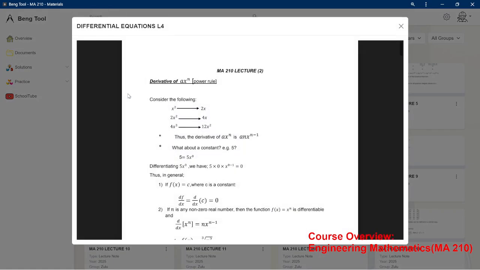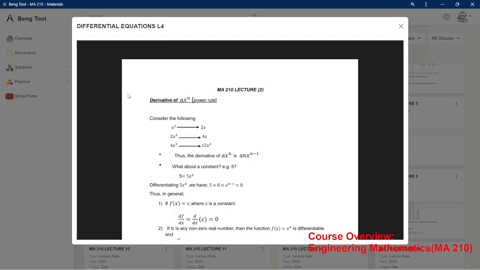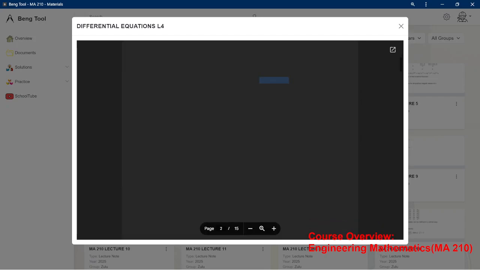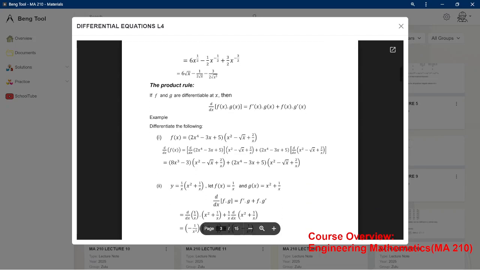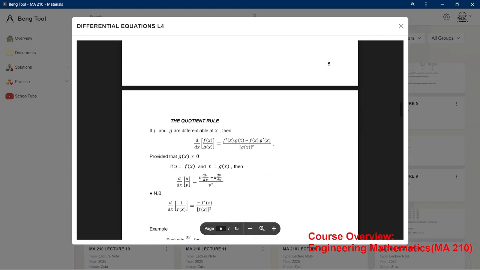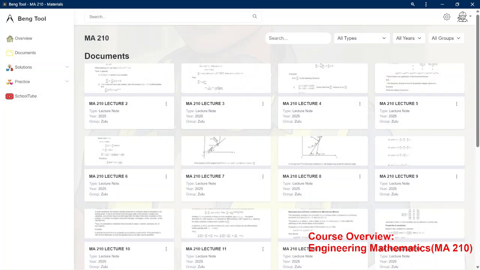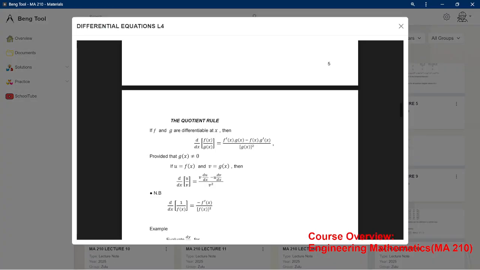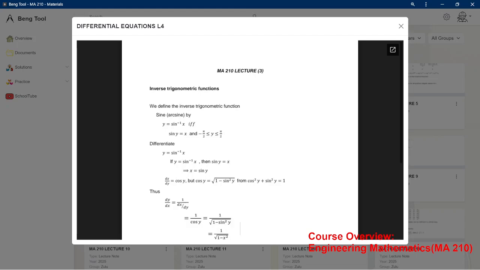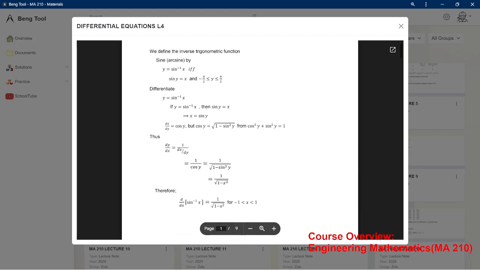Let's quickly look at lecture 2. You'll find that the first thing, the power rule, you learned about this in 110. If I just scroll down, product rule, you learned about this. And quotient rule, these are things that you learned. If I go over to lecture 3, inverse trigonometric functions, you learned about this.